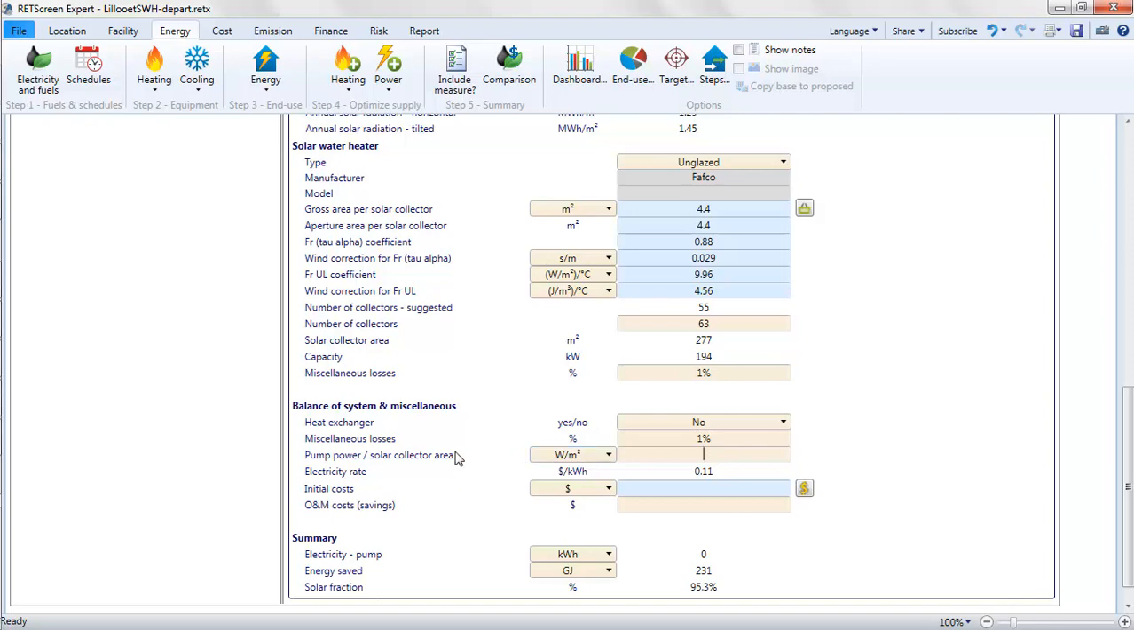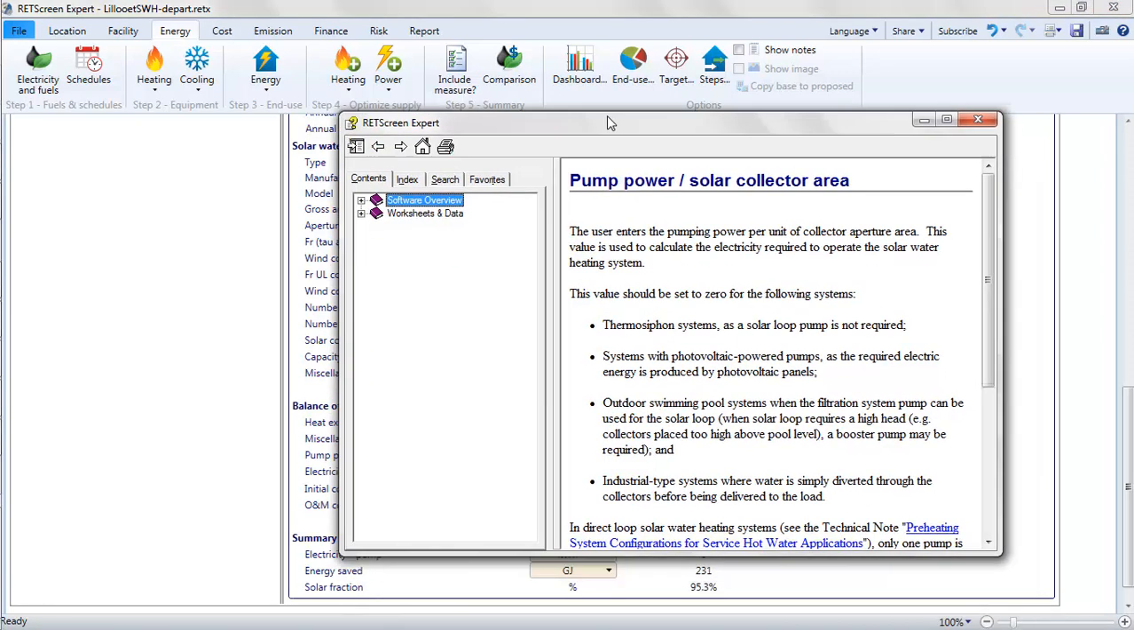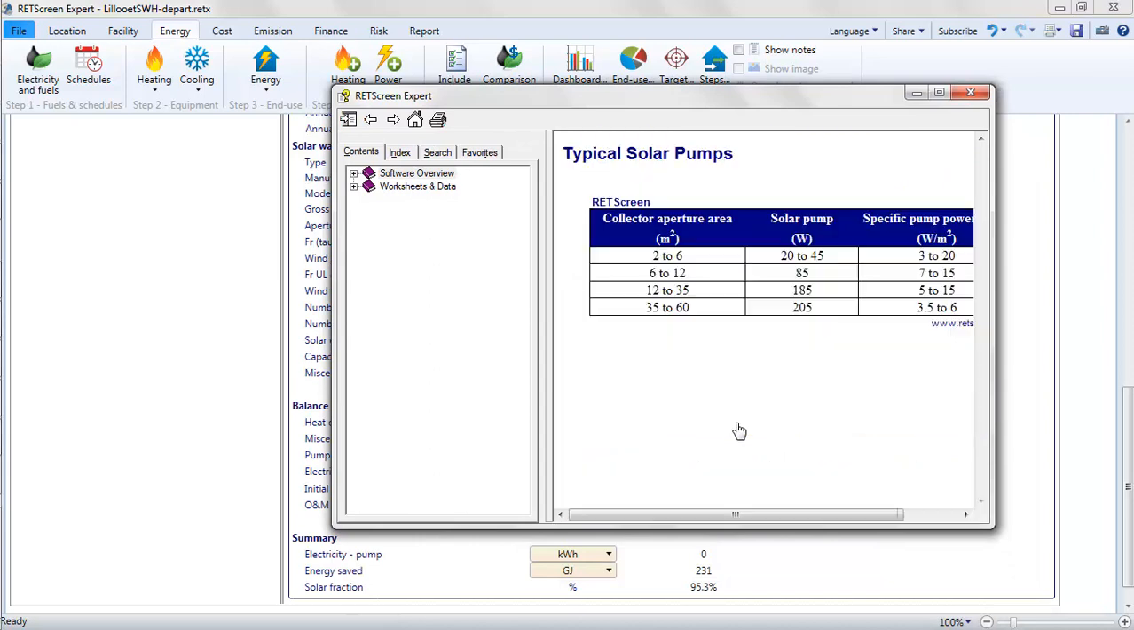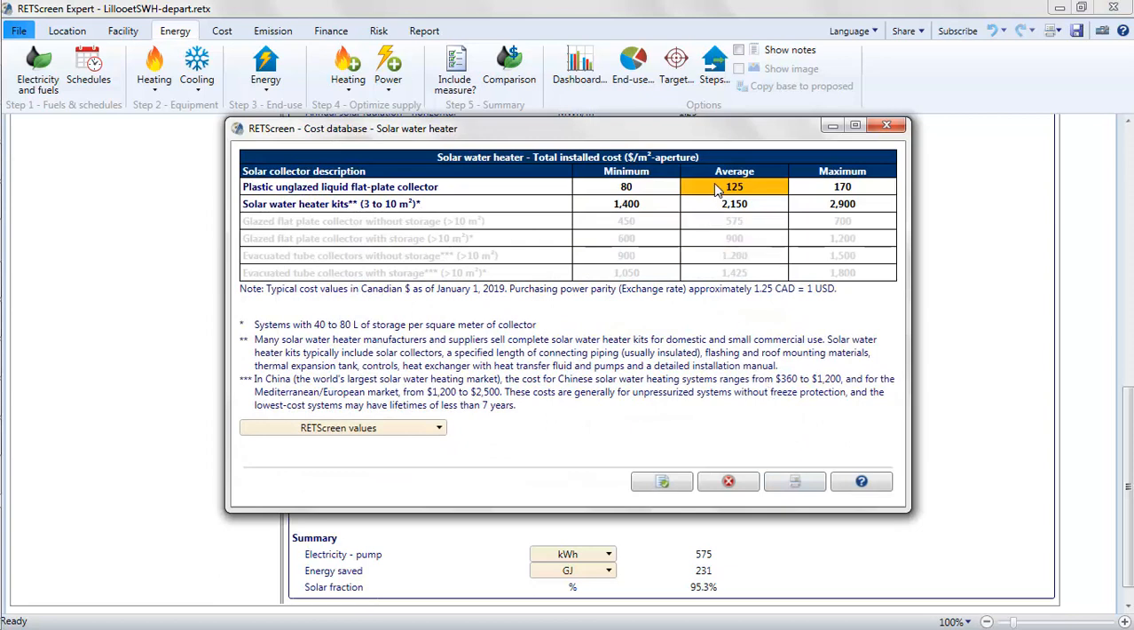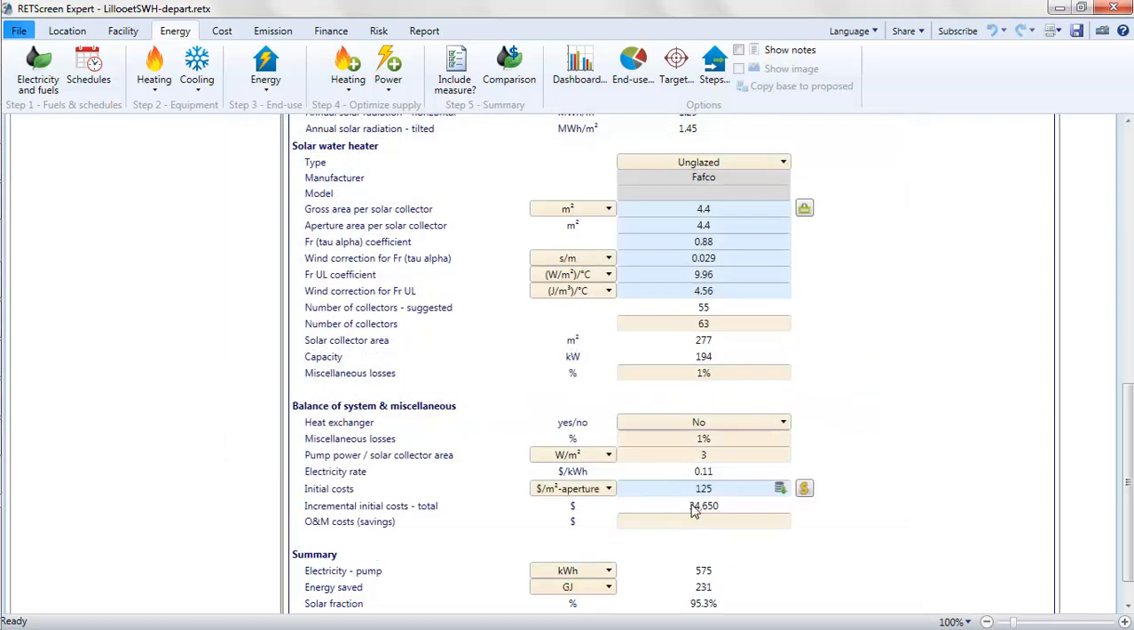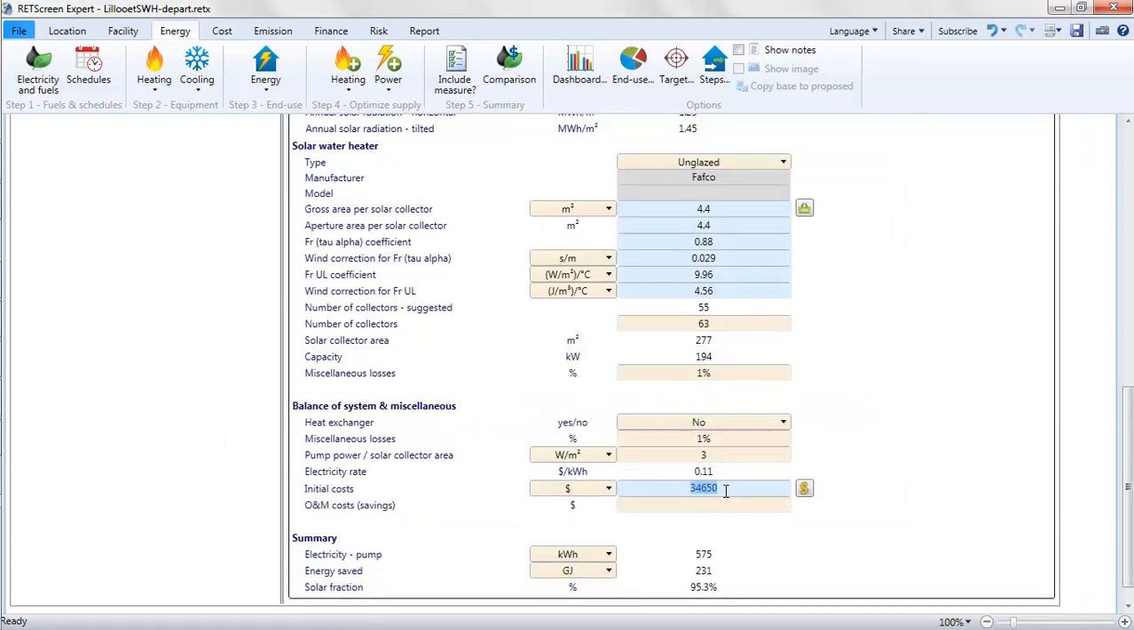With a large collector such as this one, the specific pumping power is typically quite low, a value of 3 watts of electricity consumed in the pump per square meter of collector is estimated. We'll pay 11 cents per kilowatt hour for electricity consumed in the pump. The initial costs can be estimated using the cost database. In this project, we have an estimate from the equipment supplier, however. At $40,000, it is a bit higher than the cost database estimate. The equipment supplier also estimates operation and maintenance costs of $130 per year, which is fairly low.